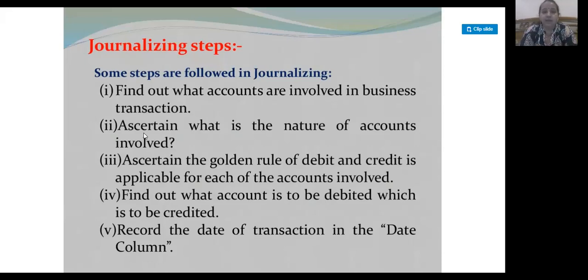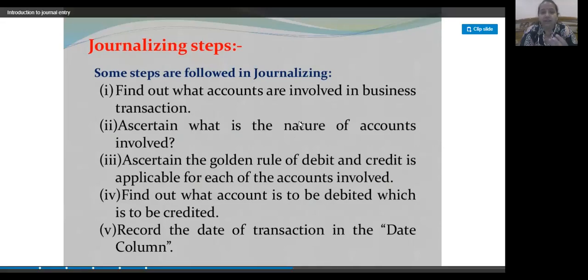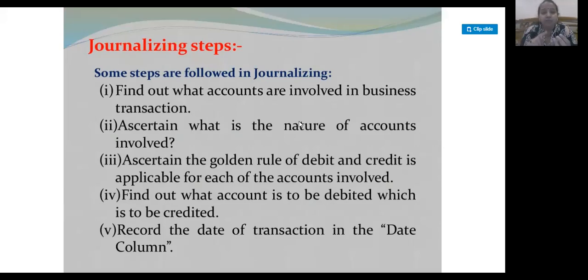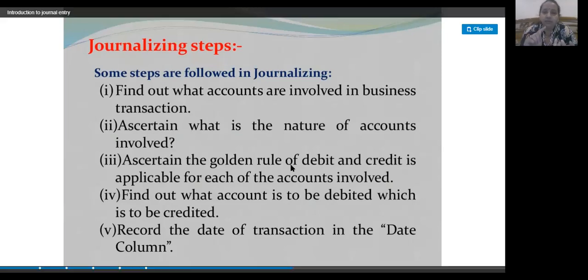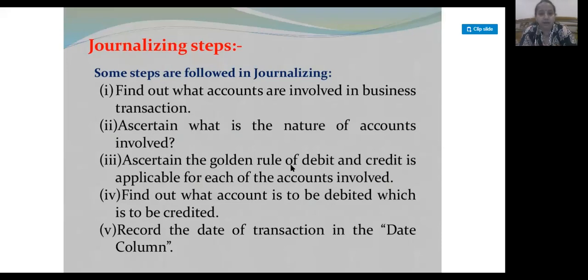फिर हमने ये देखना है उसका नेचर क्या है. नेचर मींस टाइप क्या है, क्लासिफिकेशन क्या है, मतलब वो रियल है, नॉमिनल है या पर्सनल है. थर्ड पॉइंट इज आपको रूल अप्लाई करना है. इफ इट इज पर्सनल, तो पर्सनल में वो डेबिट है या क्रेडिट है. This is what you have to see. Golden rule to apply. Like Ram is to be debited or is to be credited. Ram is receiver or Ram is giver.